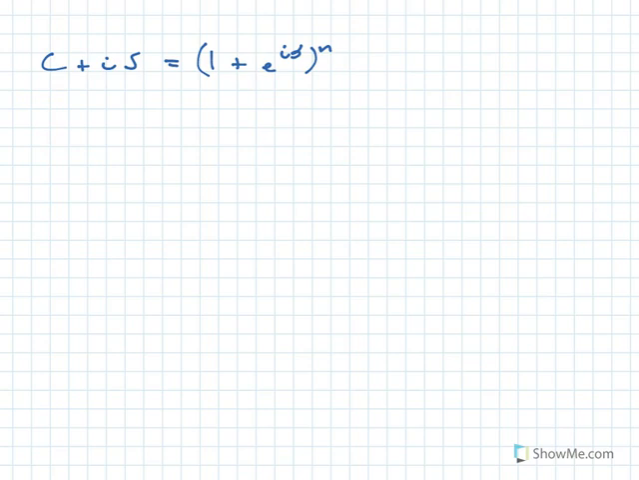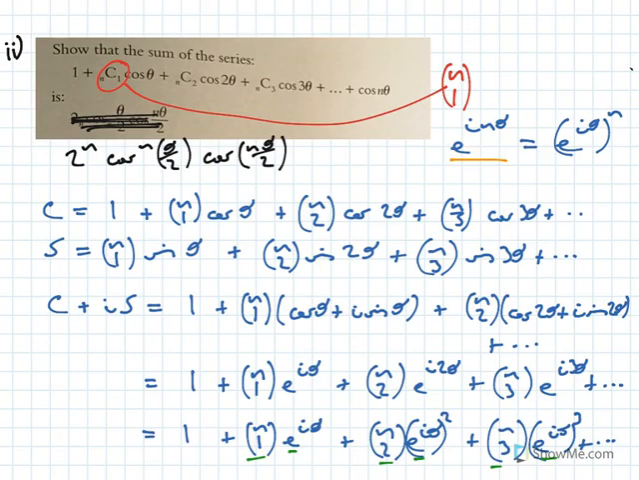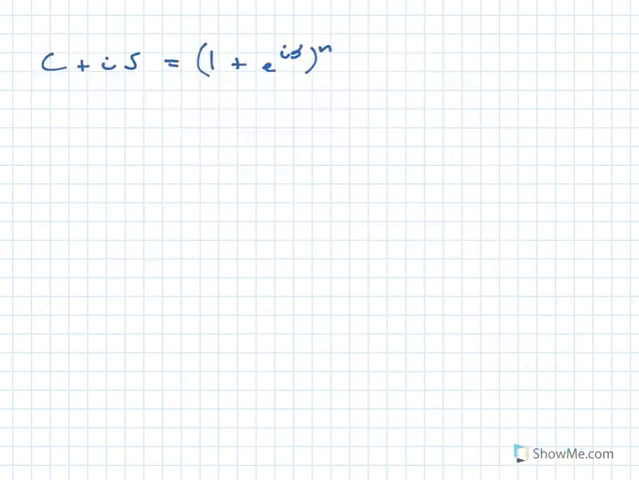So let's just, if you haven't seen it already, hopefully you have, see how we are going to get on. Remember that we wanted to show that the sum of the series 1 plus n choose 1 cos theta, etc., is equal to 2 to the n cos to the n, etc. In other words, we wanted to show that C, because we decided to call it C, is equal to 2 to the n cos to the n theta over 2.